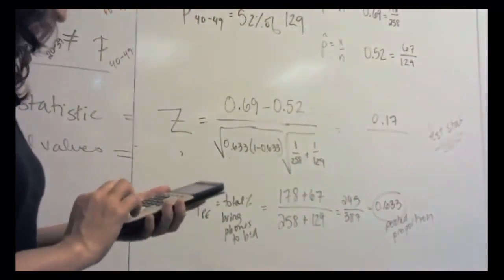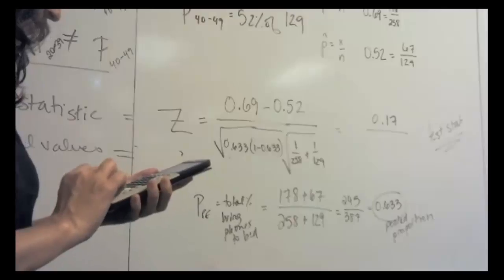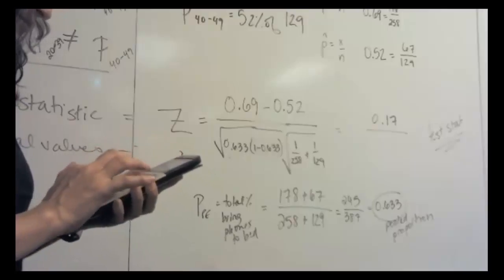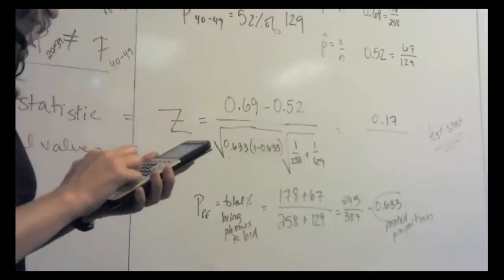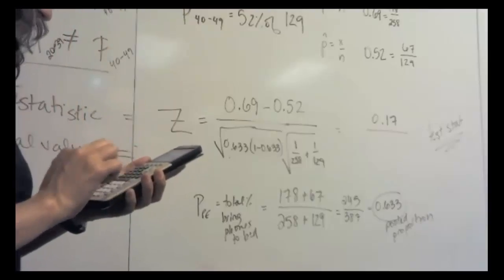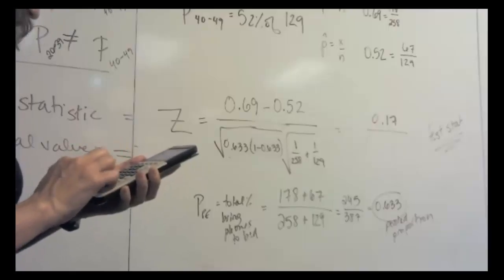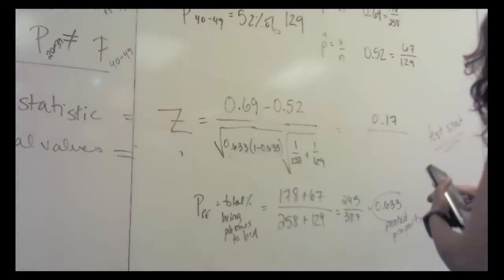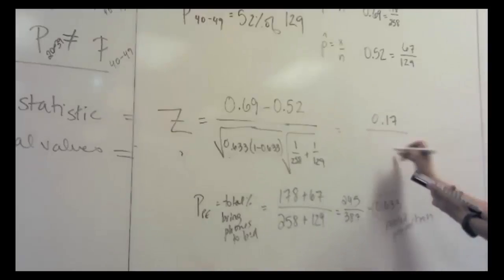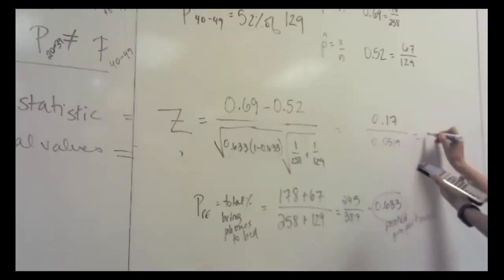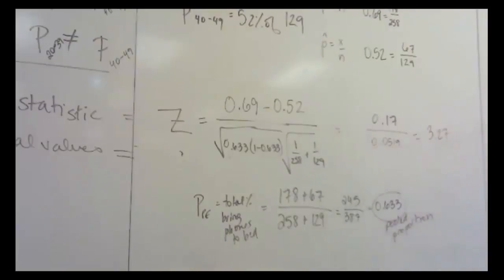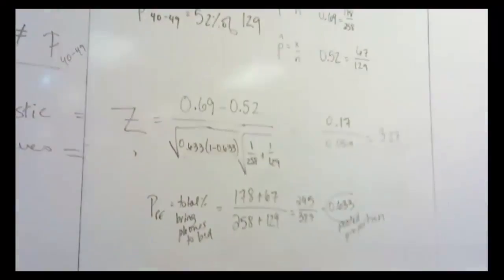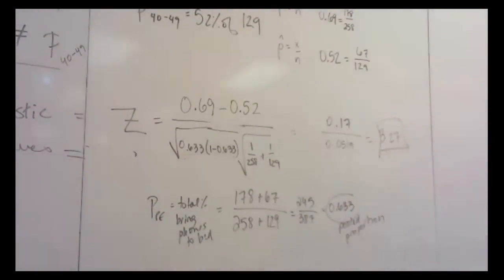Let's see, we have 0.633 times 1 minus 0.633, so 0.2322. Okay, so 0.69 minus 0.52 over that, divided by the square root. I believe I get 3.27. That's 3.27.